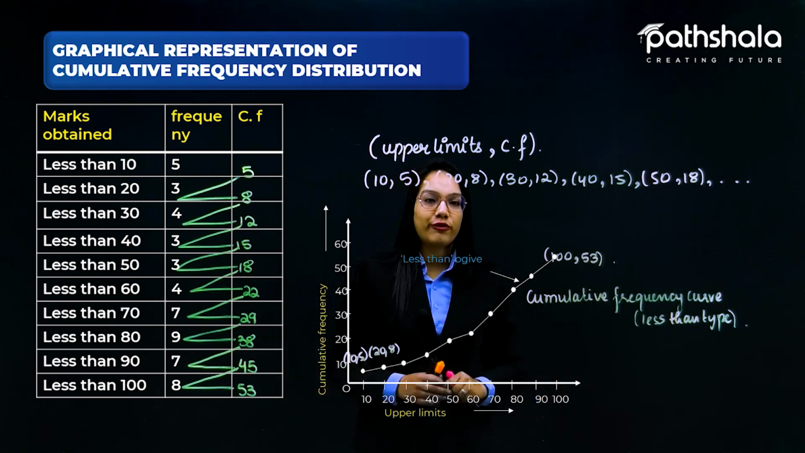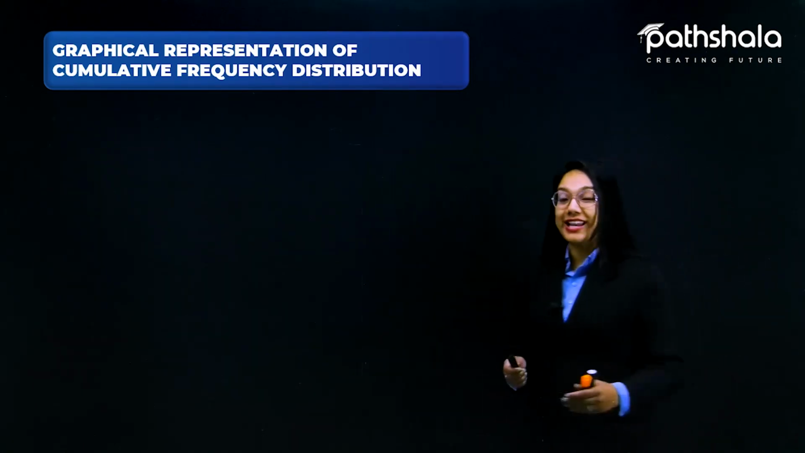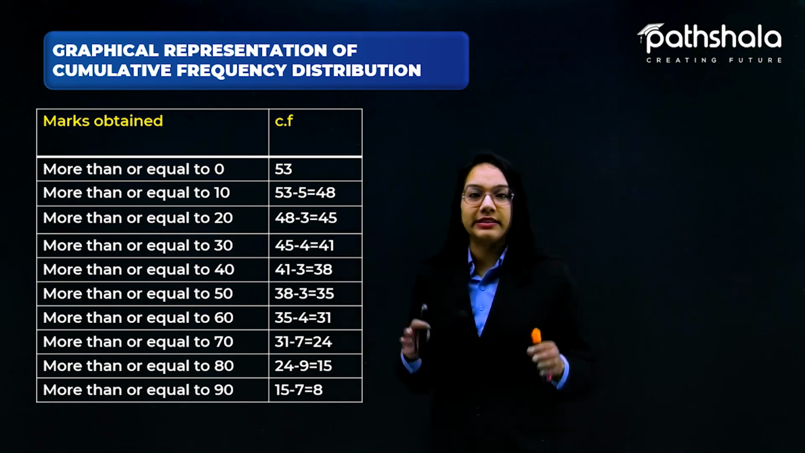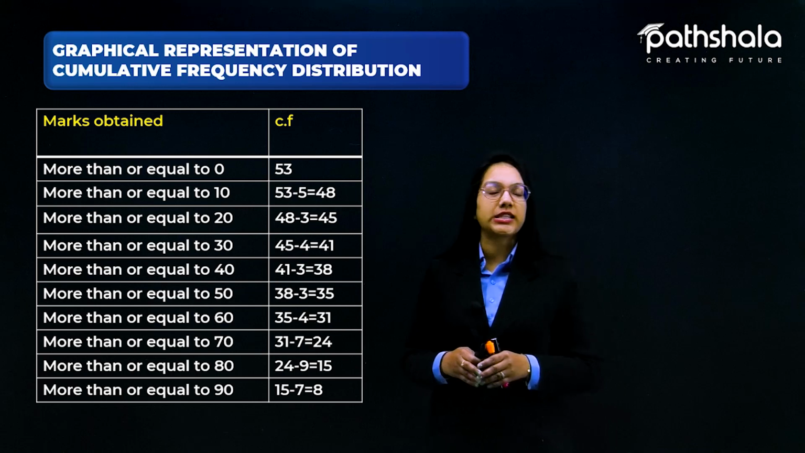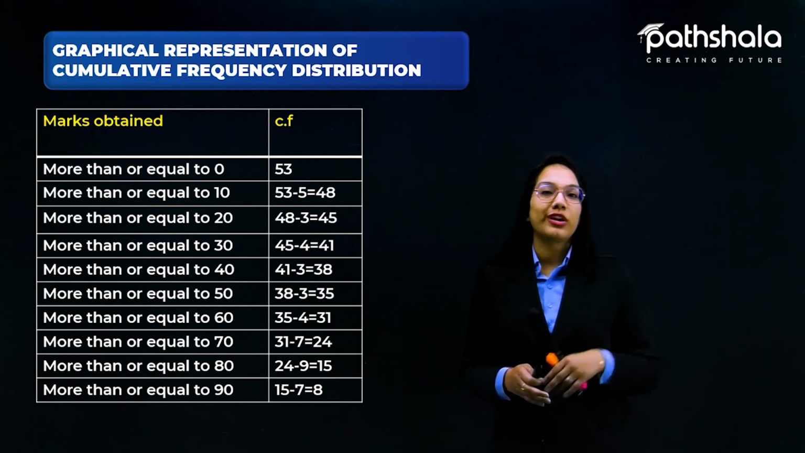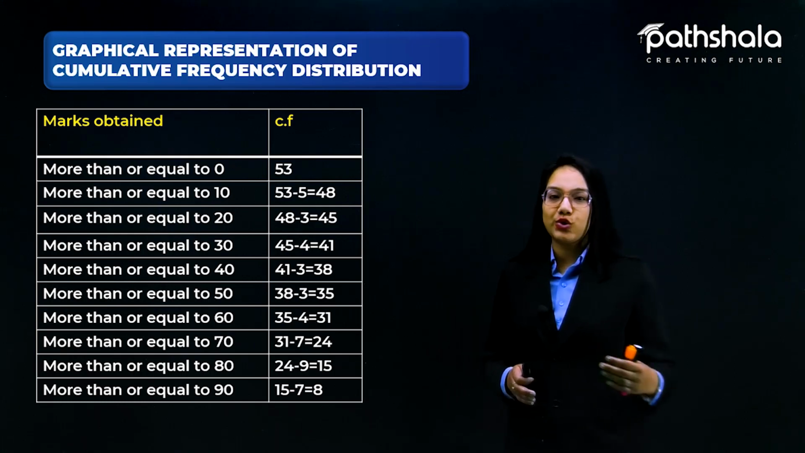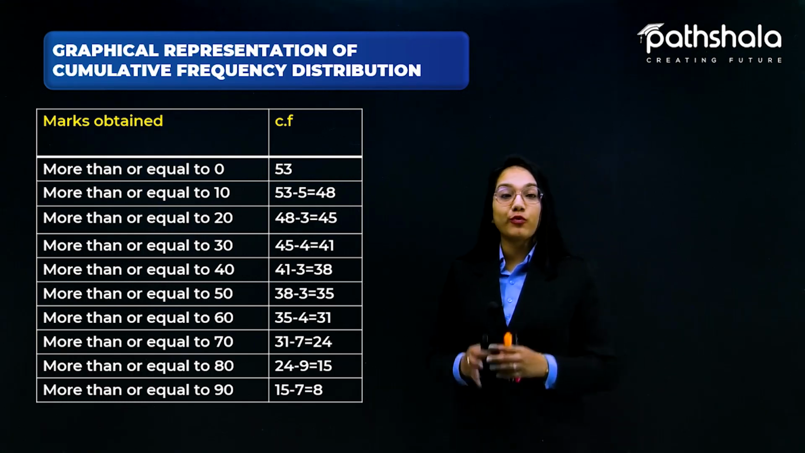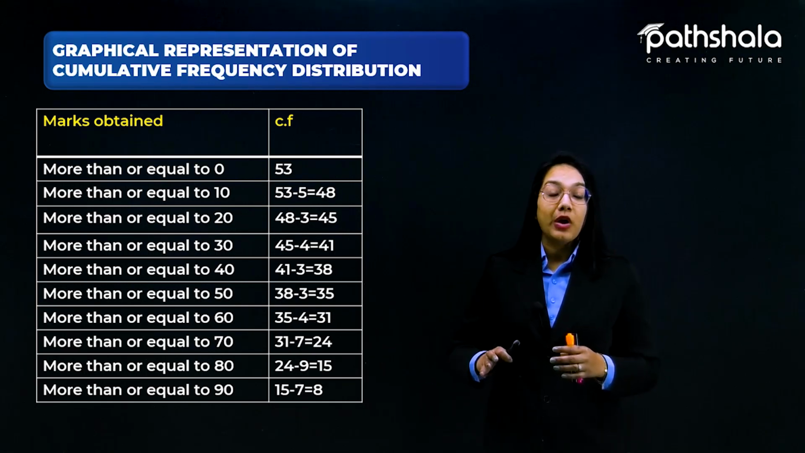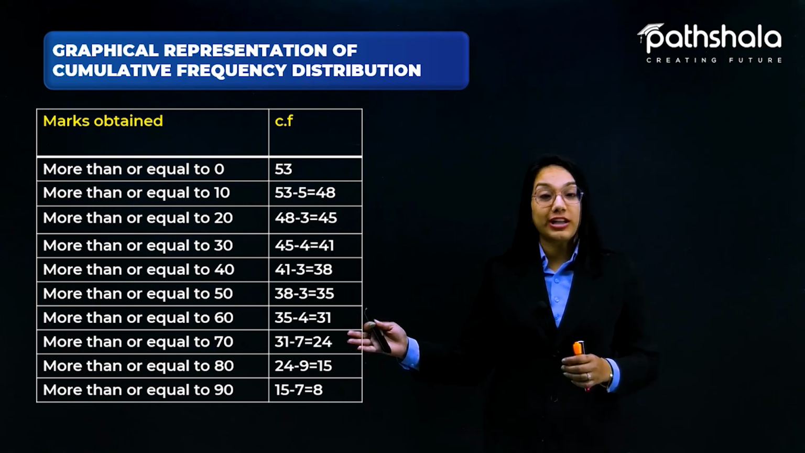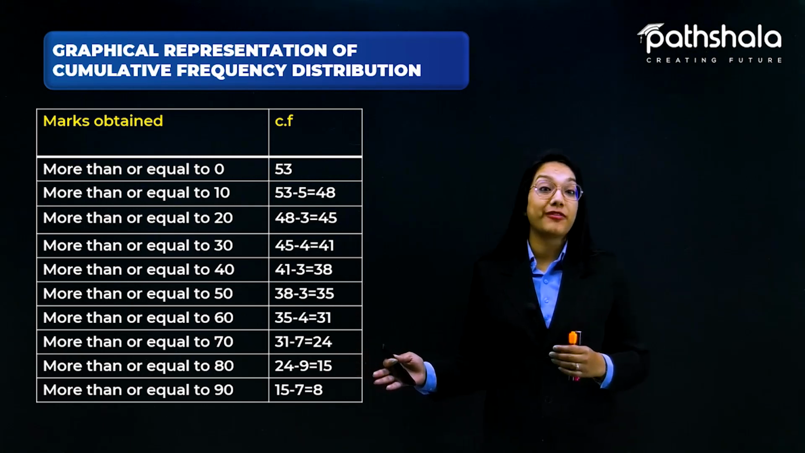Now let's move on further to the more than type. Let us suppose we are taking an example of more than type. As you can see here, the marks obtained by the students in a class are of the type more than or equal to 0, more than or equal to 10, more than or equal to 20, and so on. For them we have to find the cumulative frequency. This is the same question that we took for the less than type, where the sum of all the frequencies is 53.